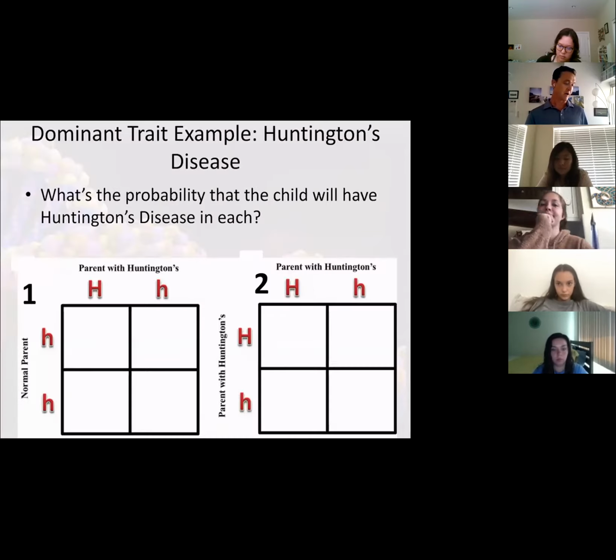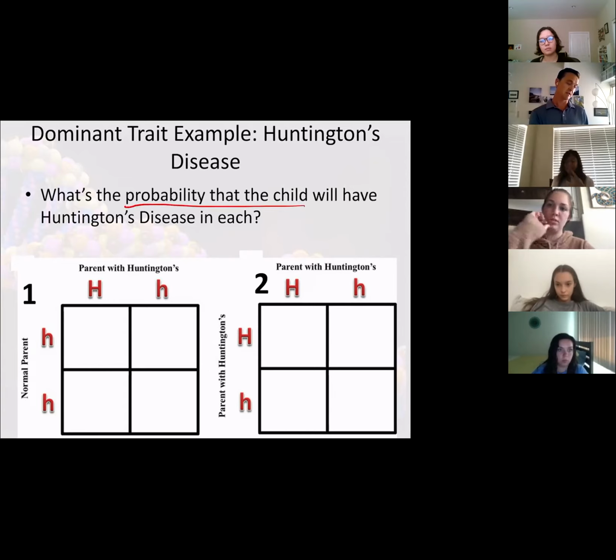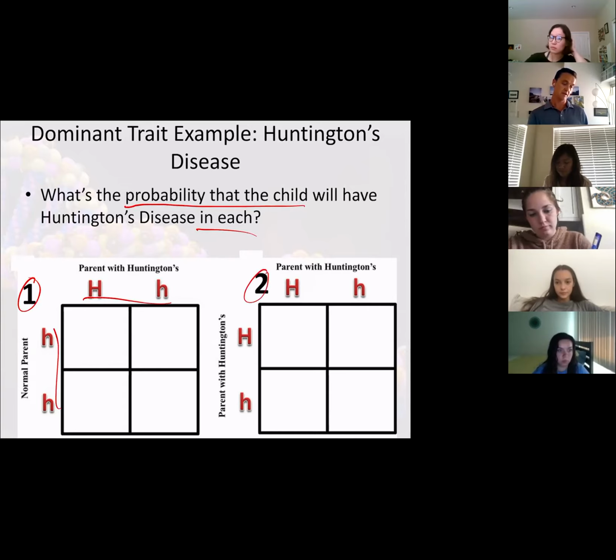Okay. All right, so let's dive into some examples here. Okay, so here's what we'll do. This is the one I was just talking about, Huntington's disease. And the question is, what's the probability that the child will have Huntington's disease in each? Okay, so we have two different ones. This one is one mix with one set of parents here, and then number two is a different one. Okay, so to have Huntington's disease, all we need is one capital H, right? So go ahead and work through this one here, and then I want you to send in the probability of an offspring having Huntington's disease in number two here.